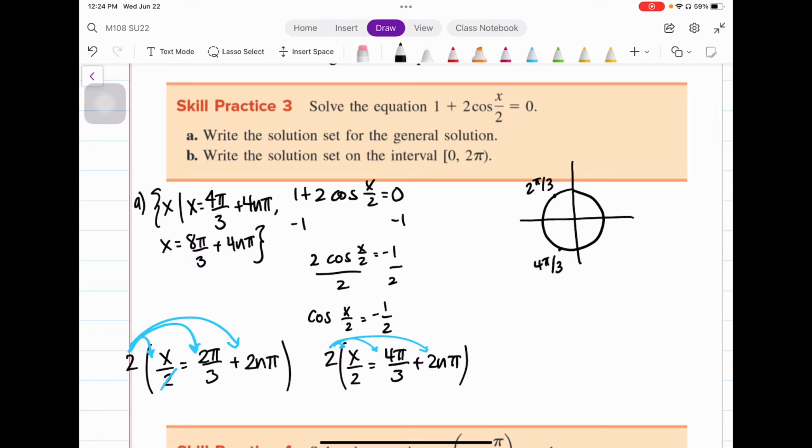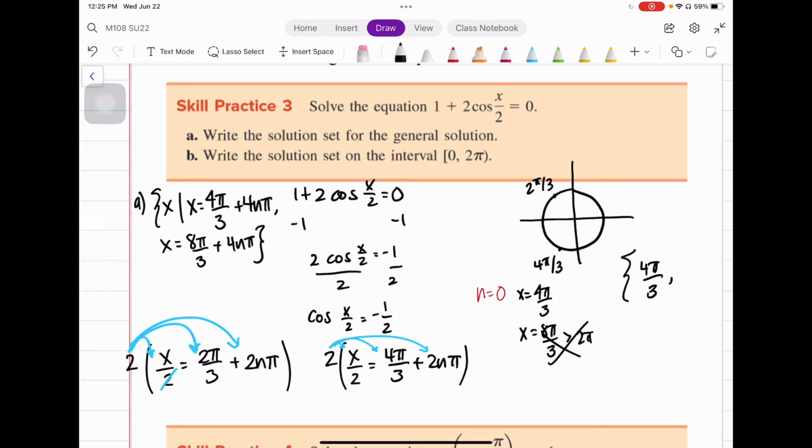So now we want to know, what about on the interval from 0 to 2 pi? So let's start out with n equals 0. In the first equation, that means we have x equals 4 pi over 3 plus 0, and x equals 8 pi over 3 plus 0. 8 pi over 3 is greater than 2 pi. That is not a solution. We have 4 pi over 3.